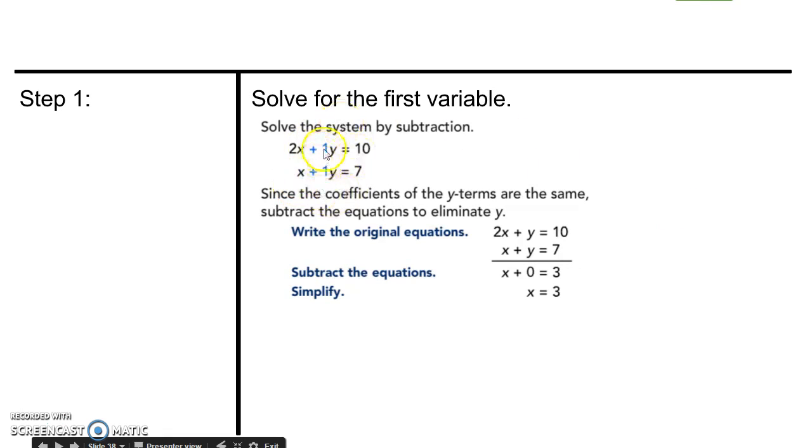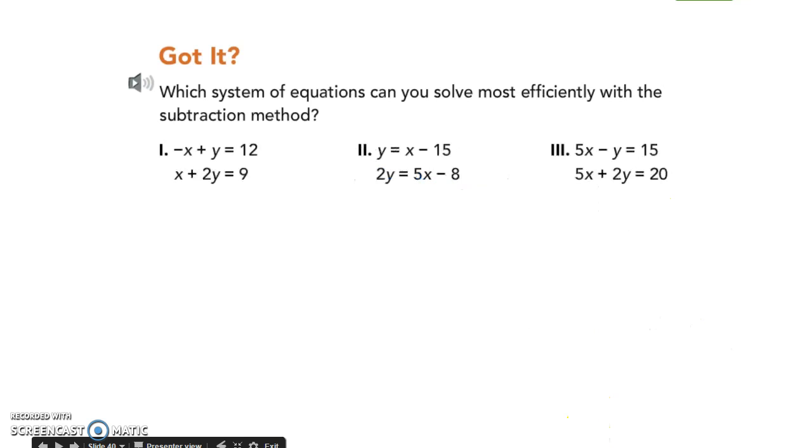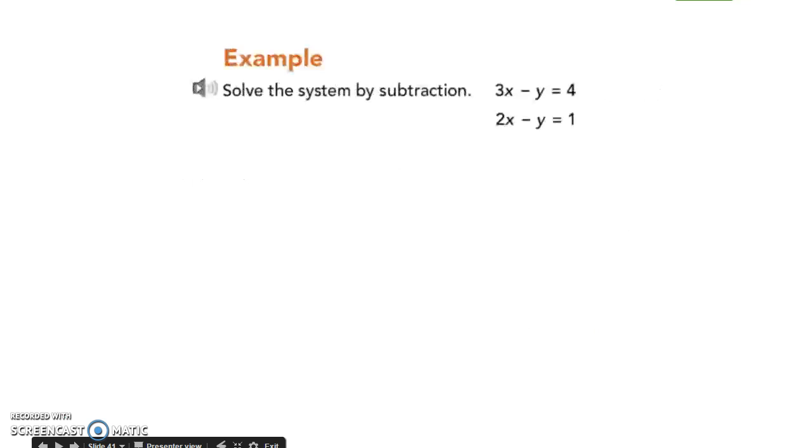Here, we see 1x and 1x. We don't want to add those together because that would give us 2x. But if we subtract the second equation from the first equation, 2x minus x gives us 1x. Y minus y goes away, and then 10 minus 7 gives us 3. That helps us find what x is. Again, the second step, we plug that in, and from here it's just the same process. We get our y, and then we write our solution as an ordered pair. So let's try one. Call this example 3.